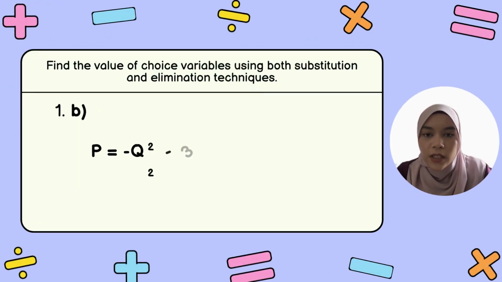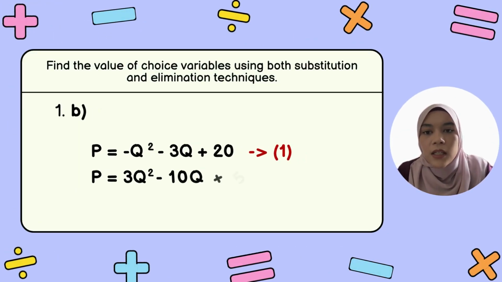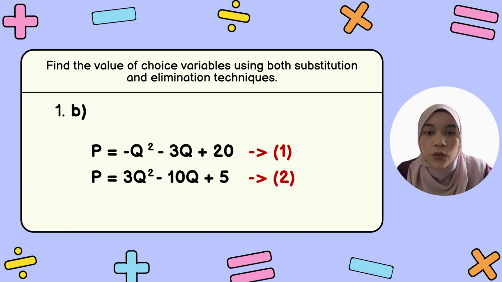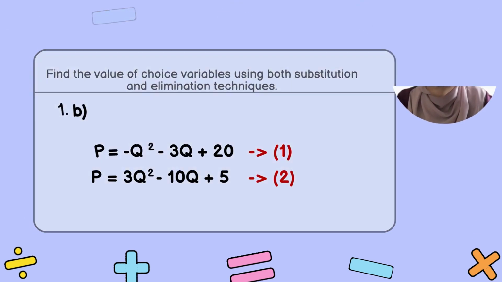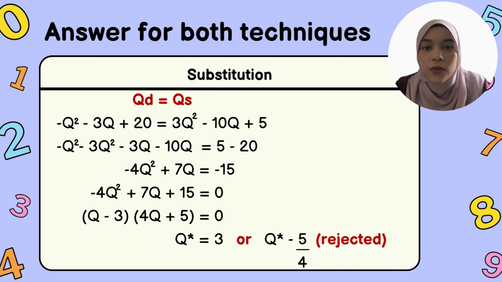So for the next question, which is 1B, P equal to negative Q square minus 3Q plus 20 and P equal to 3Q square minus 10Q plus 5. First step, use the substitution equation. So it will be negative Q square minus 3Q plus 20 equal to 3Q square minus 10Q plus 5.